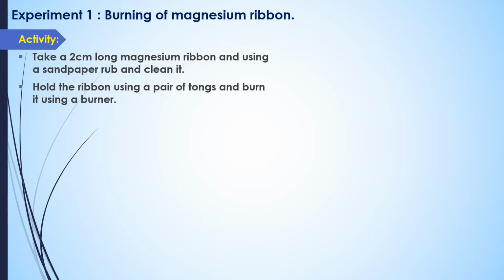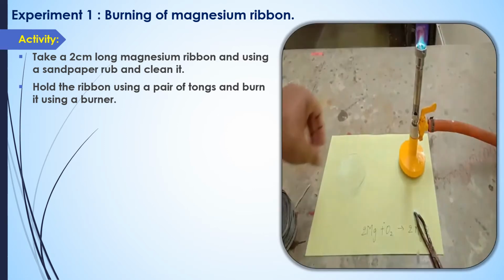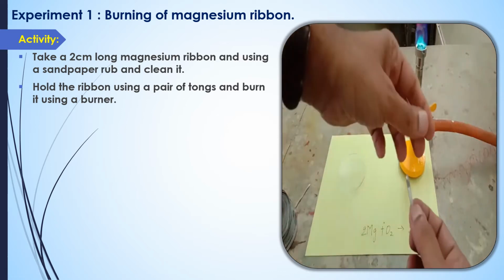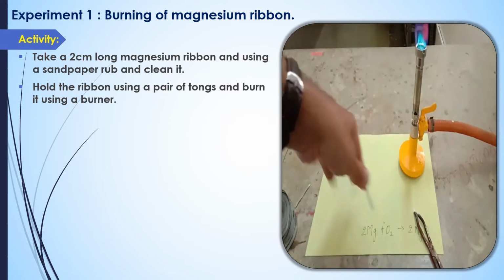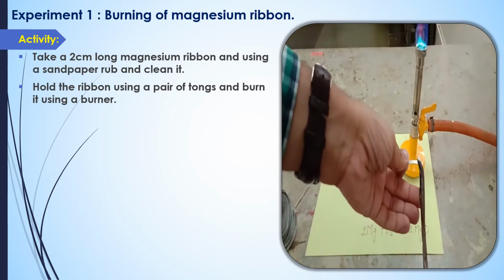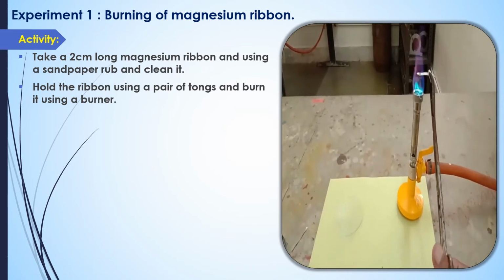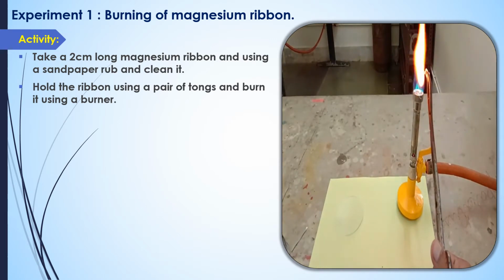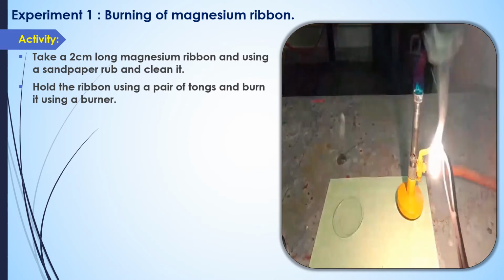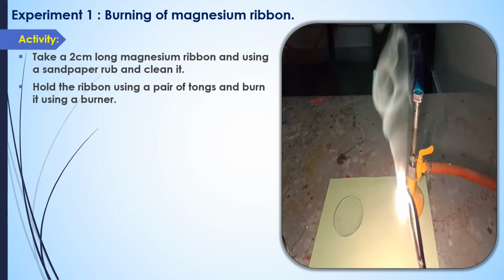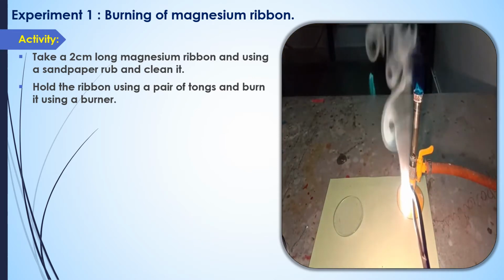Before getting into detail of its chemical reaction, let us watch a video on this experiment. So, here is your video. You can see that a magnesium ribbon is held with the help of tongs and it is burnt using a Bunsen burner. You can observe magnesium burns with a dazzling white flame. It looks so beautiful, isn't it?